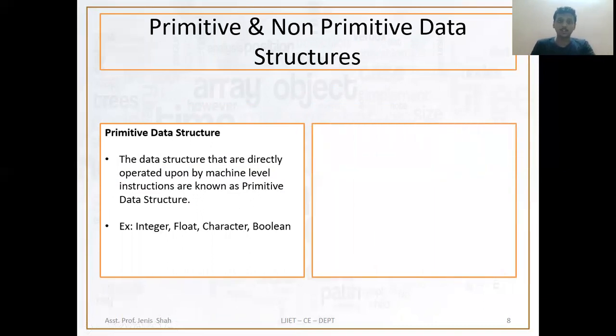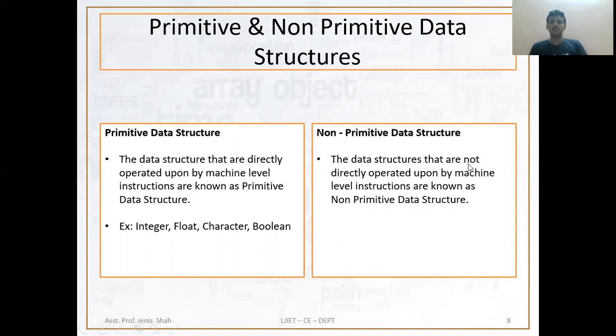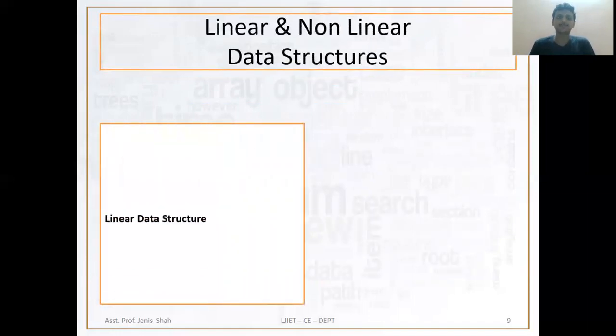Now the next topic is non-primitive data structure. It is very easy to understand. If in a primitive data structure the data is directly operated by machine level instructions, then in non-primitive it is not. The data structures which are not directly operated by machine level instructions are known as non-primitive data structures. Examples are linear and non-linear data structures. In linear: array, stack, linked list, queue. In non-linear: graph and tree. So let's see the linear and non-linear data structures.